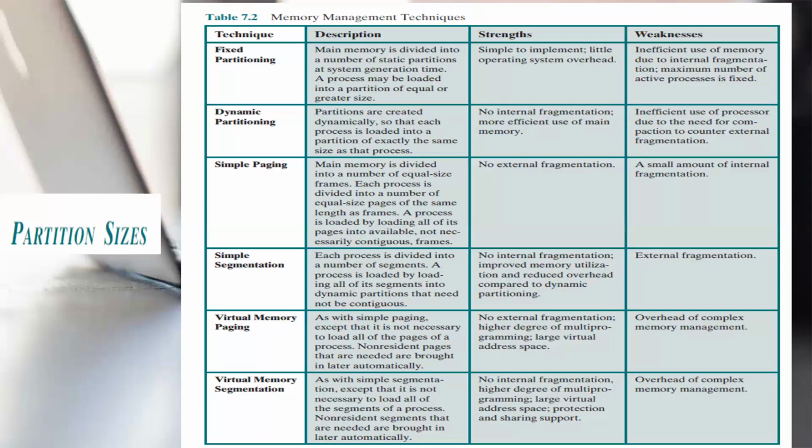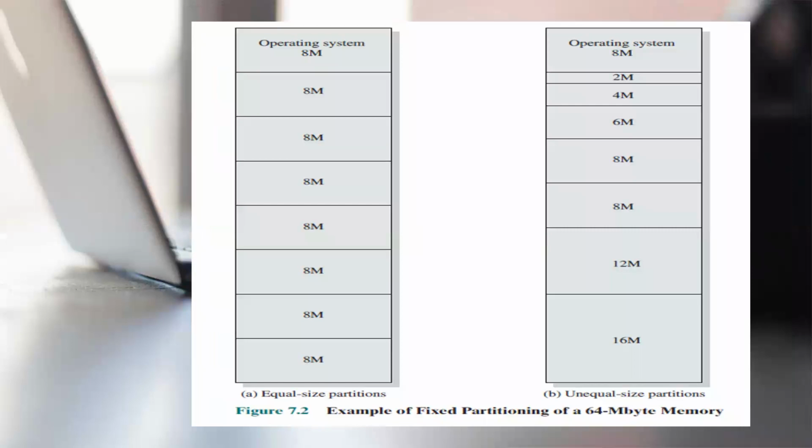There are two difficulties with the use of equal size fixed partitions. Number one, a program may be too big to fit into a partition. In this case, the programmer must design the program with the use of overlays so that only a portion of the program needs to be in main memory at any one time. When a module is needed that is not present, the user program must load that module into the program's partition, overlaying whatever programs or data are there.